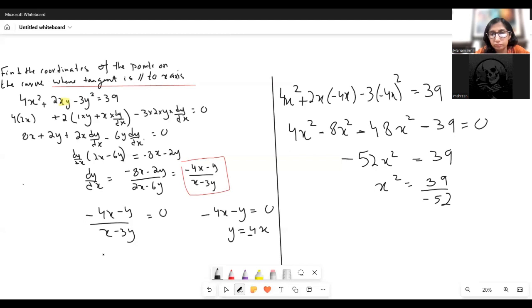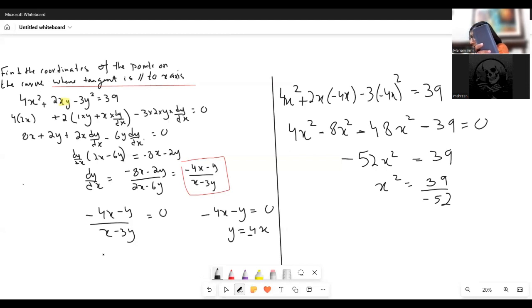If we simplify the fraction, we get minus 3 over 4. But we cannot square root a negative value. So now I understand what went wrong. It shouldn't be negative, it should be positive. Let me check the answer.